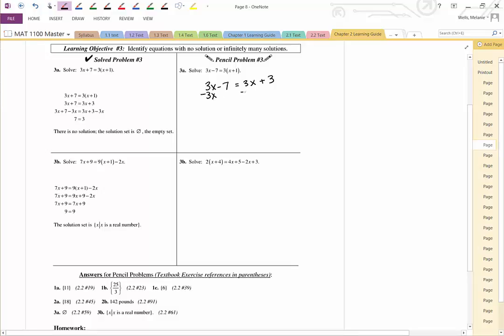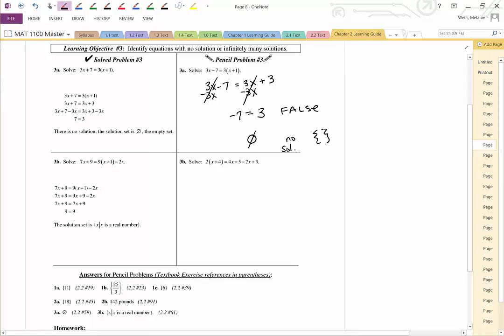If I subtract 3x from both sides, the x's go away on both sides, leaving me with negative 7 equals 3. Now this is a false statement. When your variables vanish and you're left with a false statement, then the solution to the problem is that there is no solution. Okay, so you could write that as a 0 with a line through it. You could say the words that there is no solution, or you could have brackets that are empty.